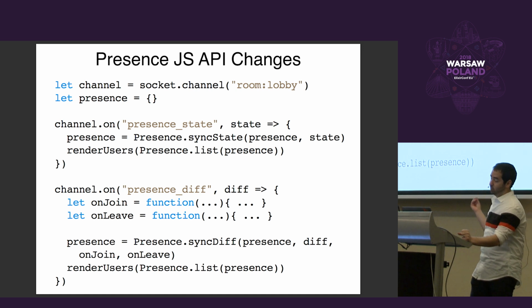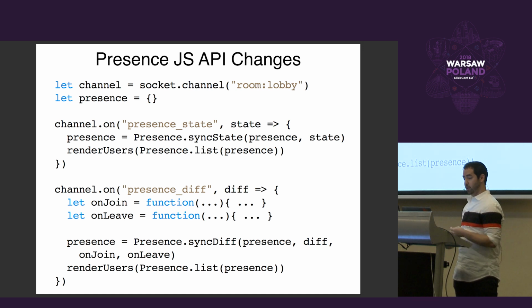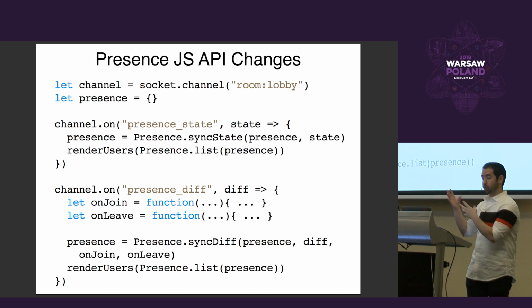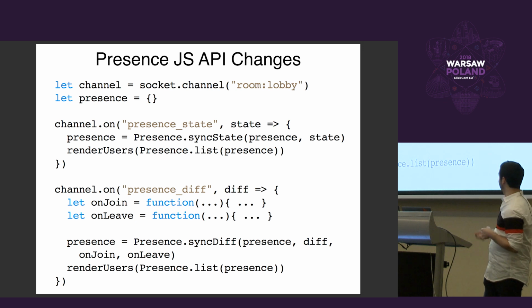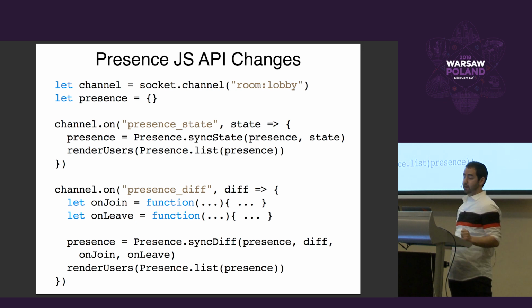This was the old API. So we went with this pure functional API. We had present sync state, present sync diff that took a data structure and returned a data structure. It was pure. It was functional programming. It was nice. There were a couple of magic events that you had to know, like present state and present diff, but it wasn't a bad API.